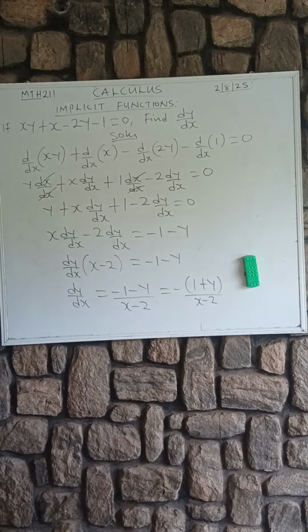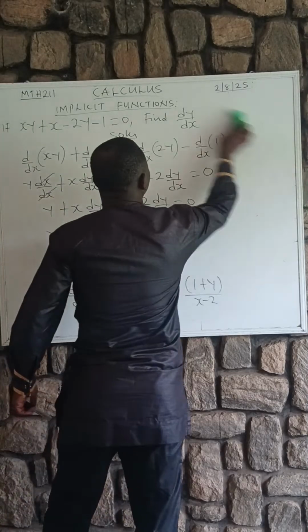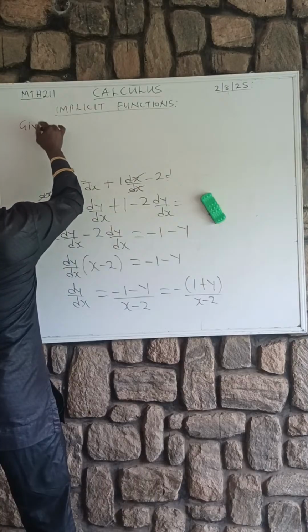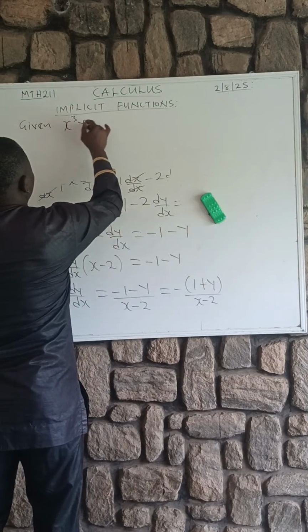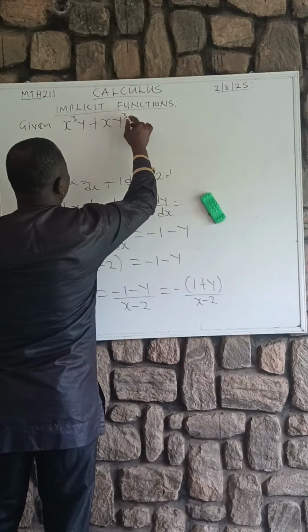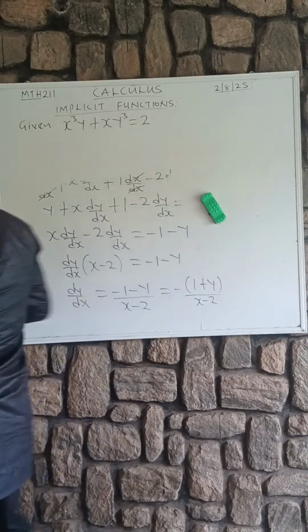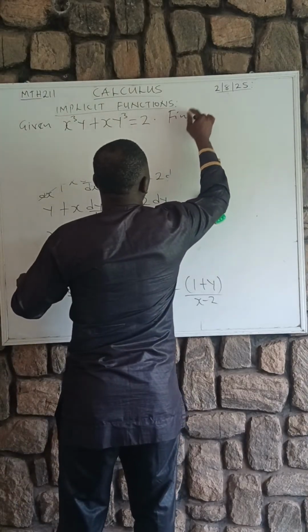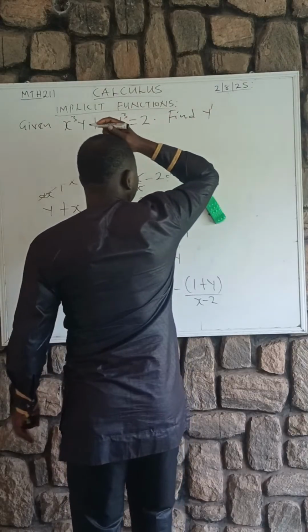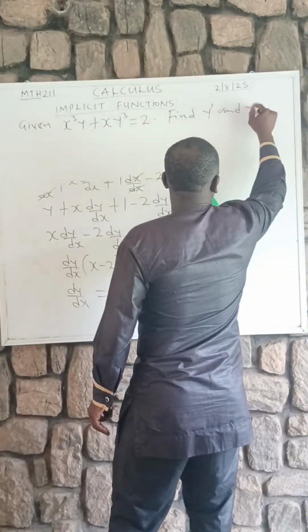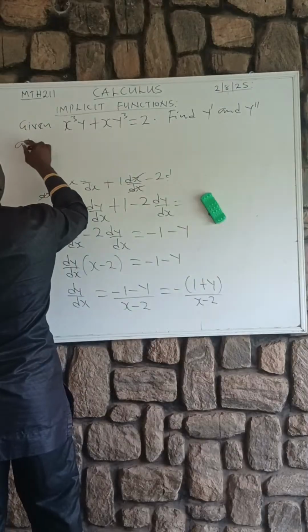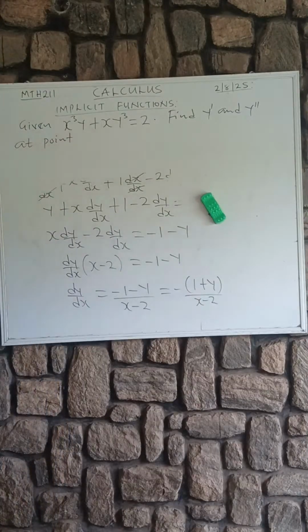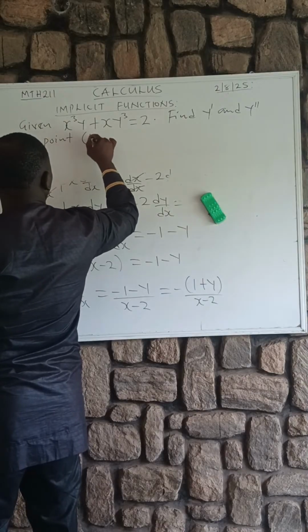Given x cubed y plus x y cubed equals 2, find y prime and y prime prime at the point (1,1).